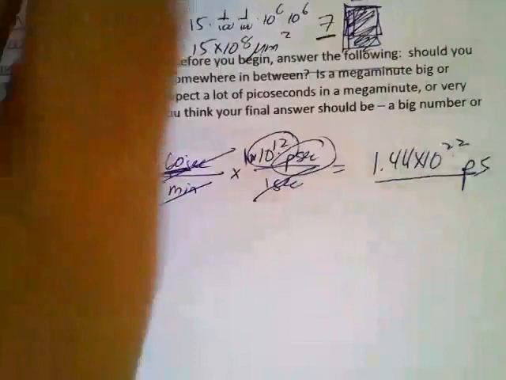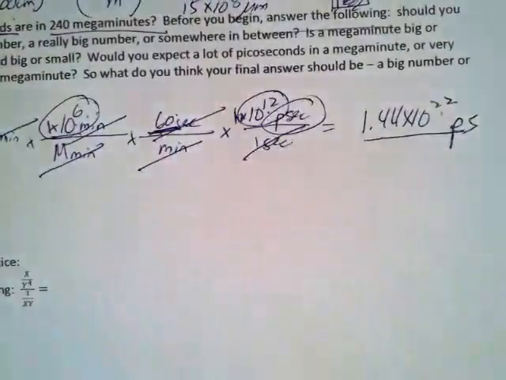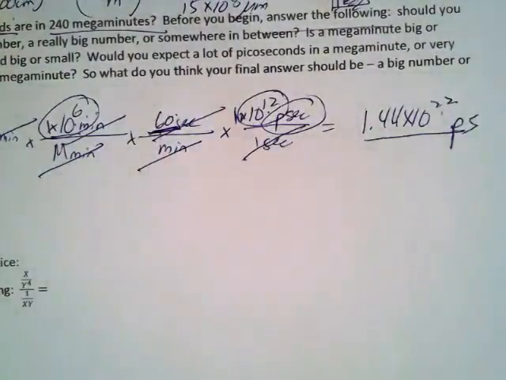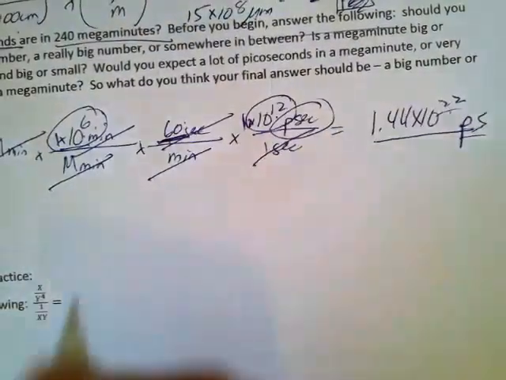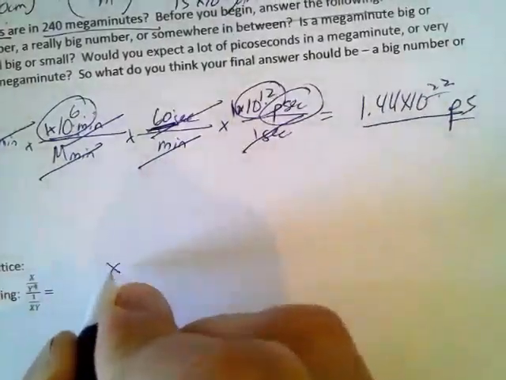So we can anticipate or know that that 10 to the 22nd is a good number. And we're confident that we've got things right, both in terms of the magnitude of the number and in terms of the units, because all the units canceled. Last problem, just a little refresher here.